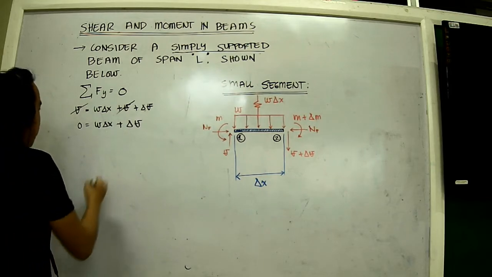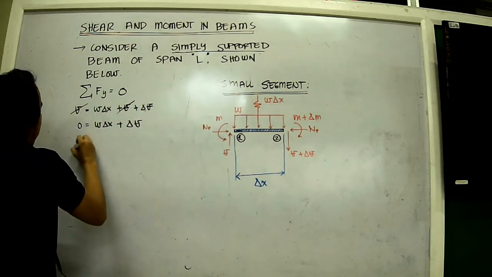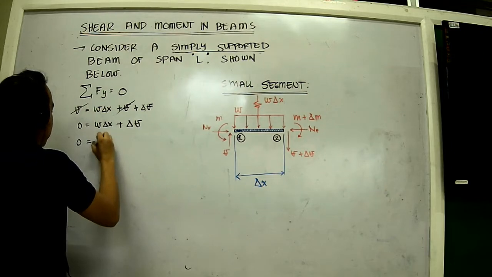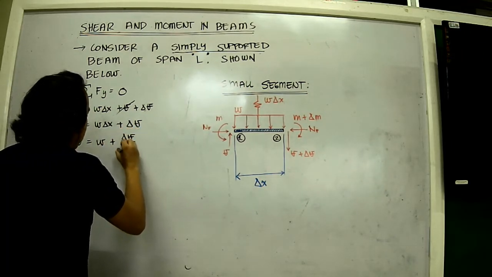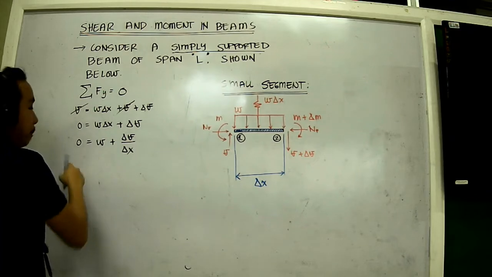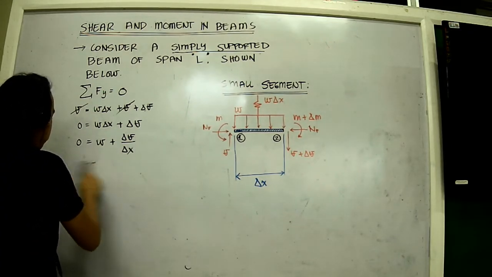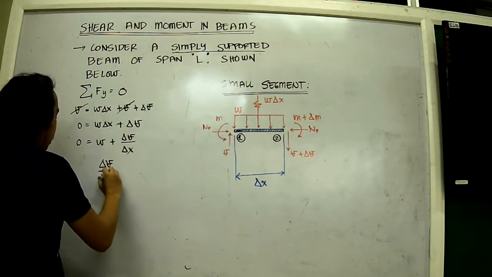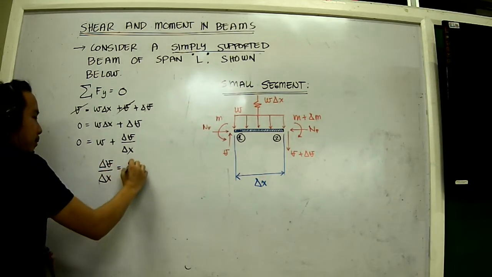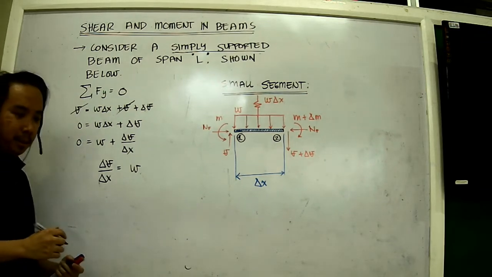I divide everything by delta x, and I will have W plus delta V over delta x. Moving W to the other side, I will have delta V divided by delta x is equal to negative W. I will have this expression.